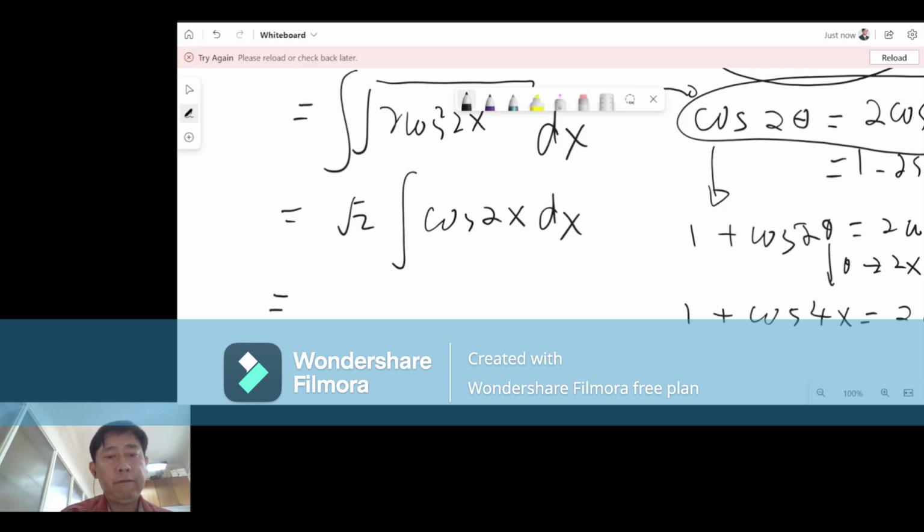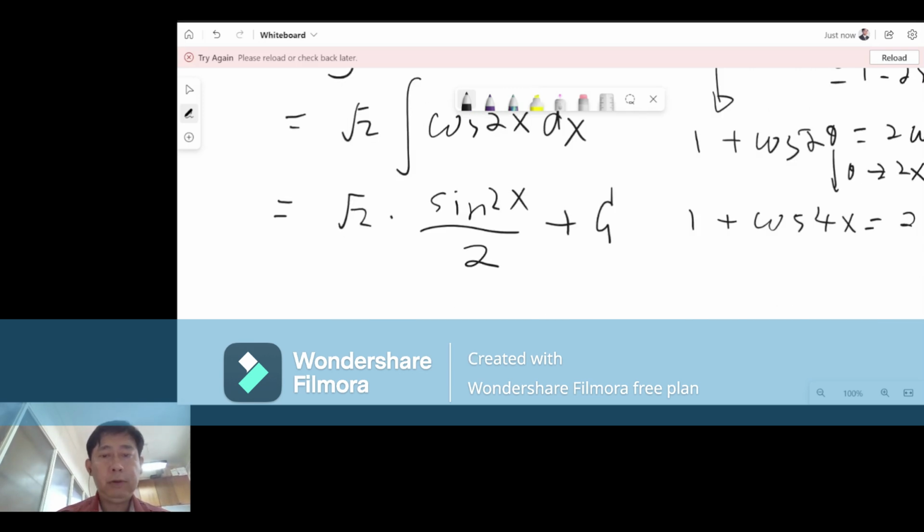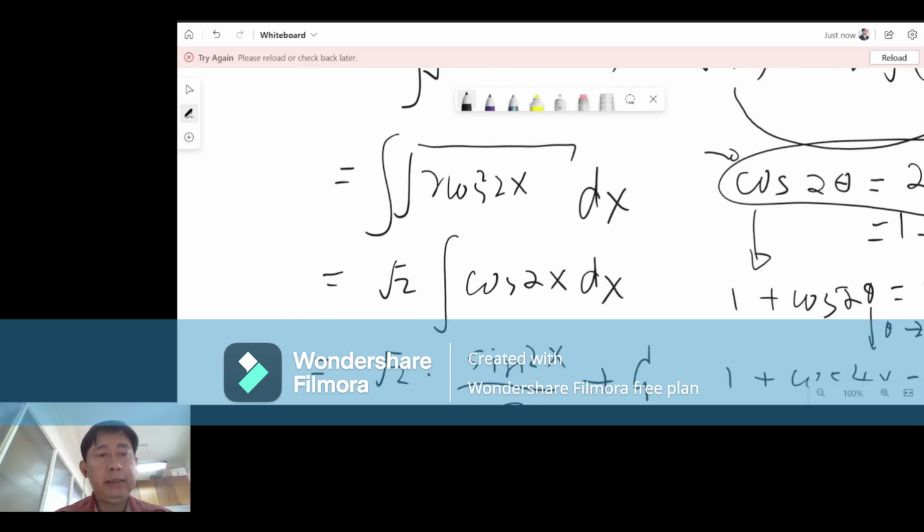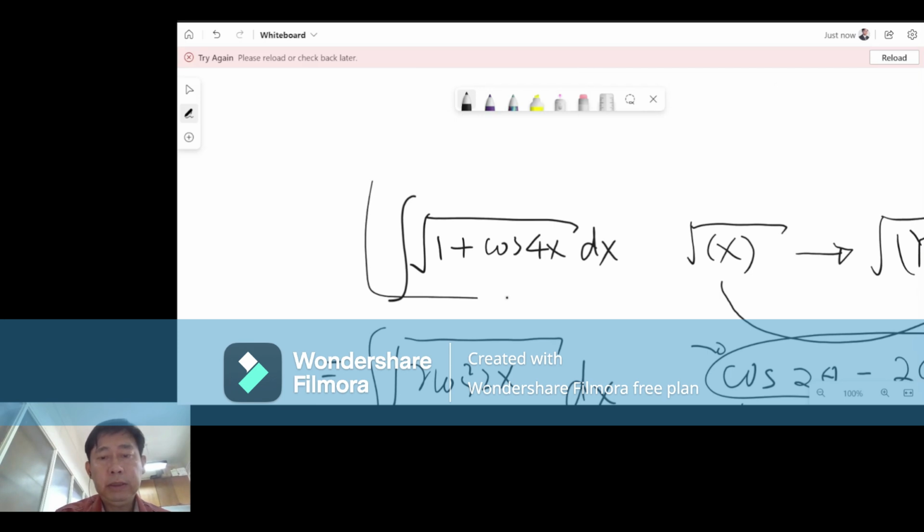The integration of cos 2x is quite straightforward, which is just equal to sine 2x divided by 2. Since we are dealing with an indefinite integral, we have to add a constant at the back. So you simplify this a little bit, and that will become sine 2x over square root of 2 plus an arbitrary constant. So that is the solution to the integration of this trigonometric function.